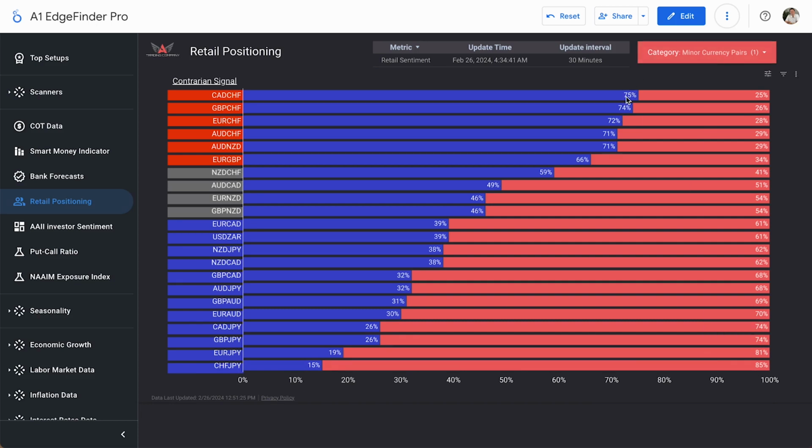And CAD CHF, 75% there. That's pretty good as well. I'm not going to go over the percentages for every single one of these because you can see them yourself, so feel free to pause the video if there's a certain asset that you want to get more information on.